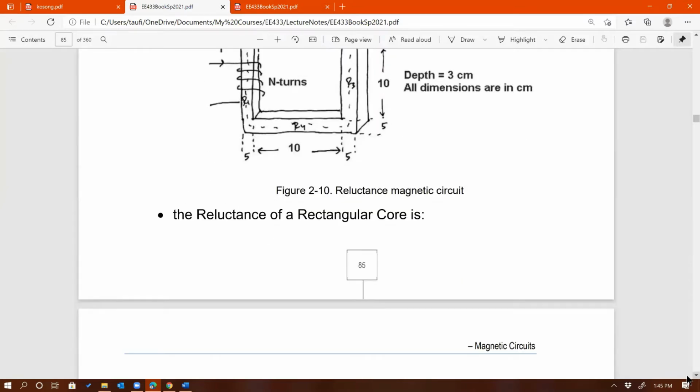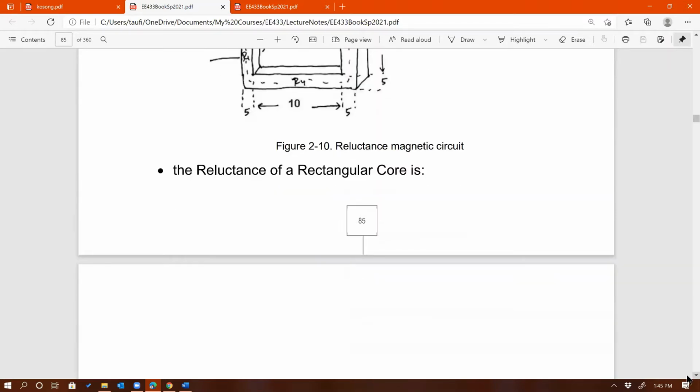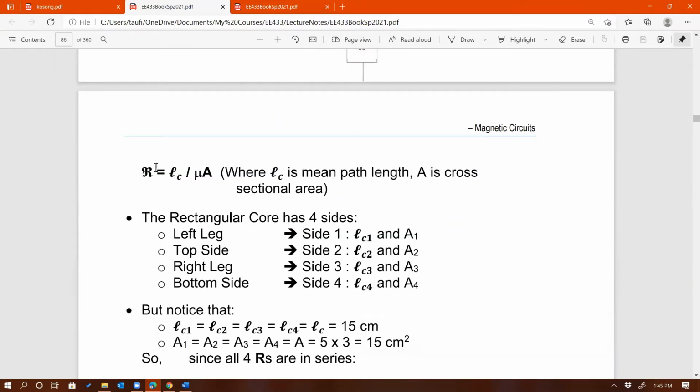Okay, and then we talked about the MMF, which is N times I, right? In electric circuit, the analogy would be the independent voltage source, but here in magnetic circuit we call it MMF, and that's N times I. All right. So the reluctance of a core, we covered this last time, that's LC over mu A, right? So L is the length, mean path length of the core, mu is the permeability, and A is the cross-sectional area of the core, right?